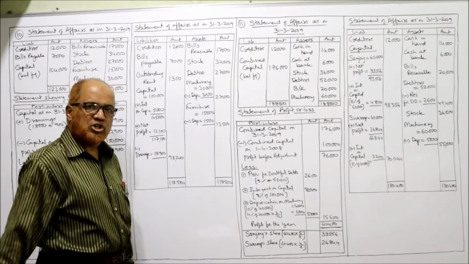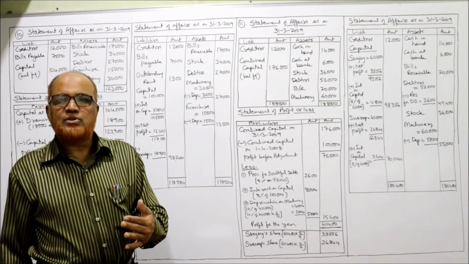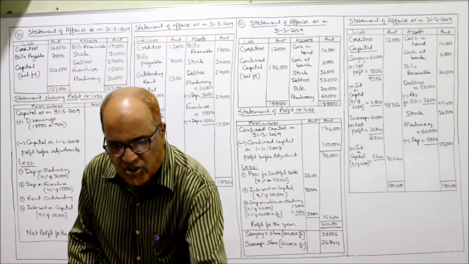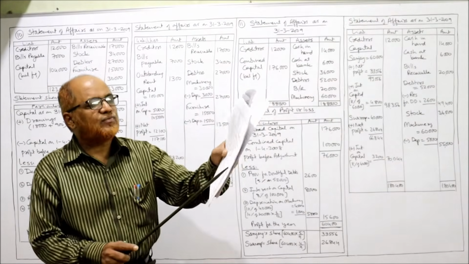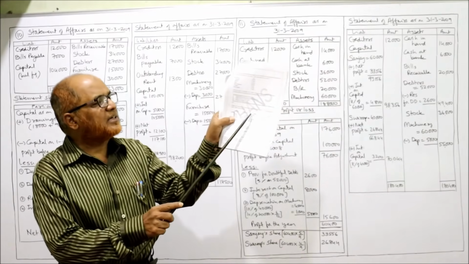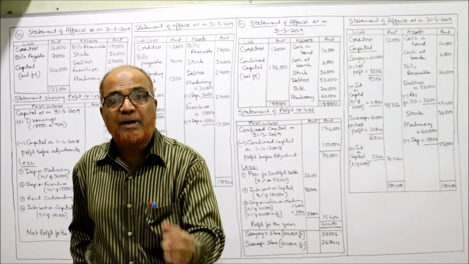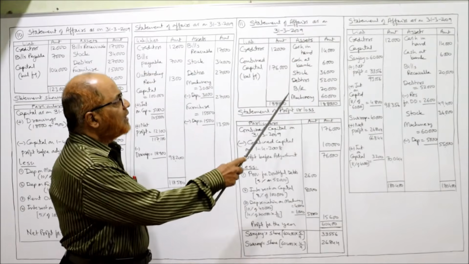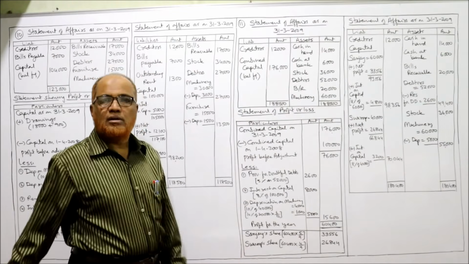Now depreciation on machinery. Now we have two machineries. The first machinery at the beginning of the year was 40,000. In the problem it is given machinery 40,000 at the beginning of the year. And end of the year machinery value is 60,000.